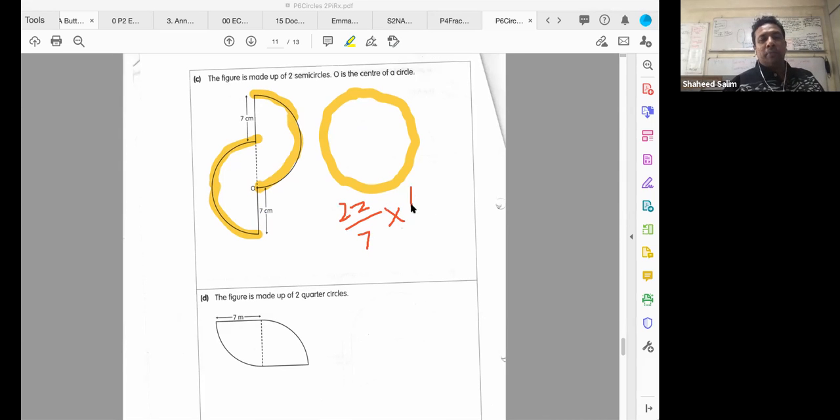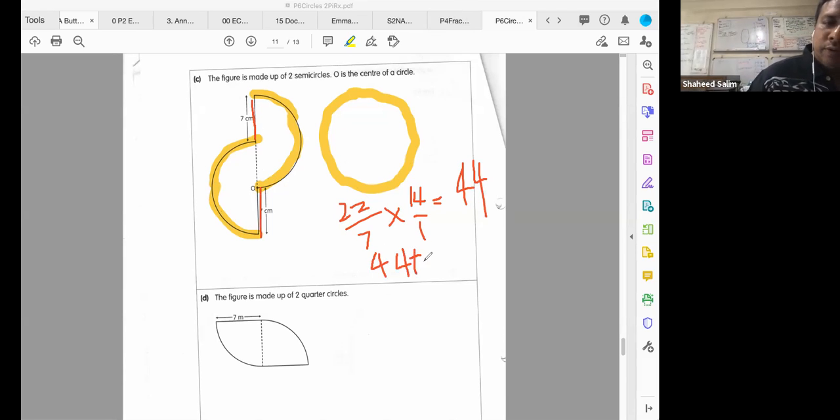All right, so again, repeat: 22 over 7 times the diameter, because you want to find one whole circle, right? So the diameter is 14. Then according to Ilhan, this is 44. So what is 44? This whole yellow part here is 44, which is this part and this part. Then you need to plus 7, and plus another 7. 44 plus 14, 7 and 7, equals 58.